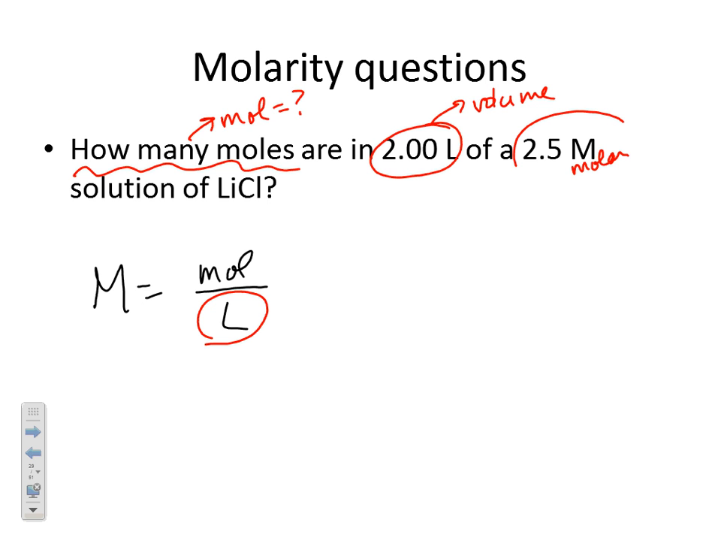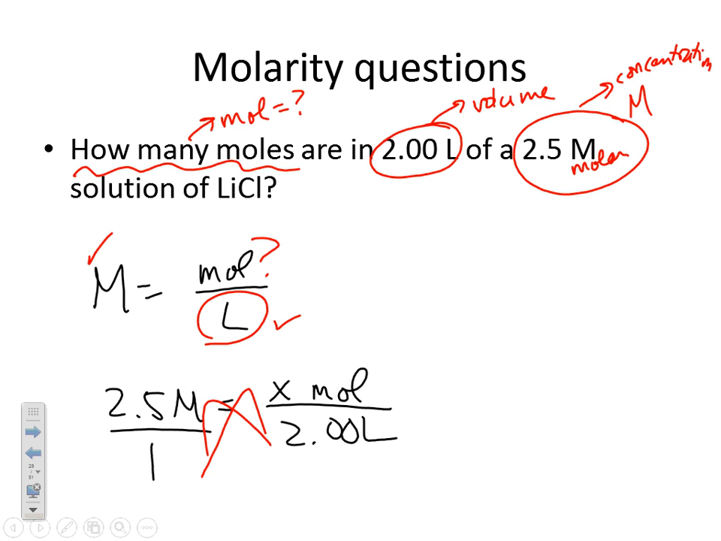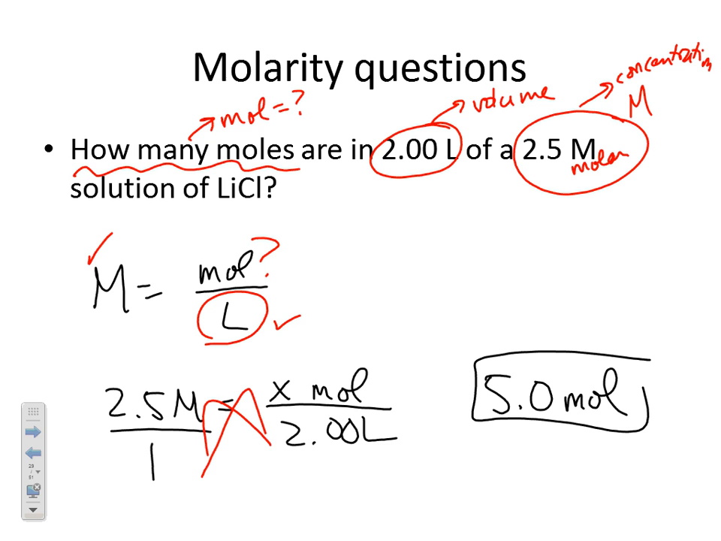Of a 2.5 molar, what's that? That's concentration. Specifically, that's molarity, and they've given that to us, a solution of LiCl. So we have this value, we have this value, and we're looking for that value. So we can simply plug in and solve. So 2.5 molar is equal to X moles over 2.00 liters. You're essentially cross-multiplying here. You can put the 2.5 molar over 1. That way you can solve that way. And when you do solve, you get 5.0 moles. X is equal to 5.0 moles.